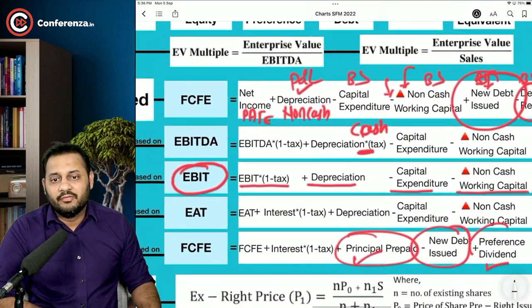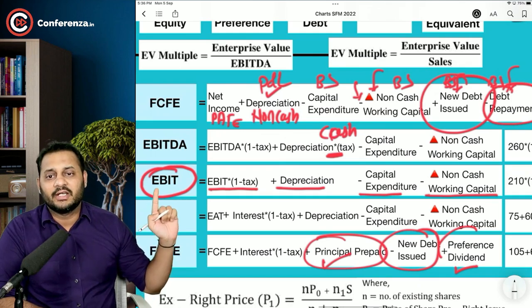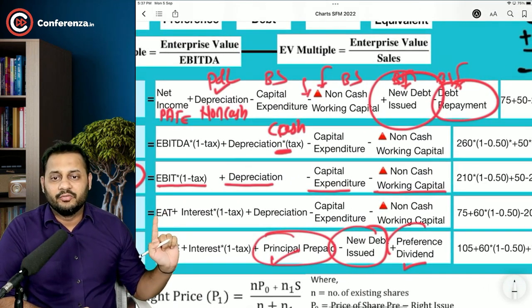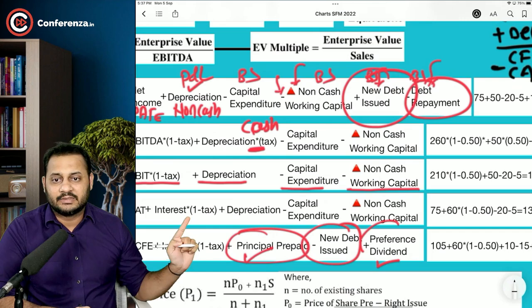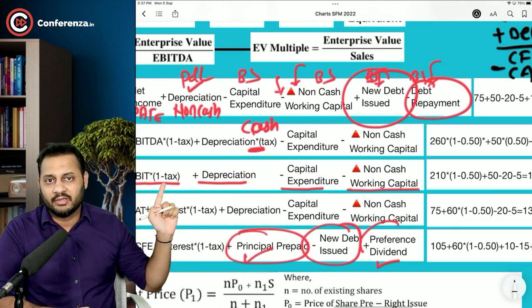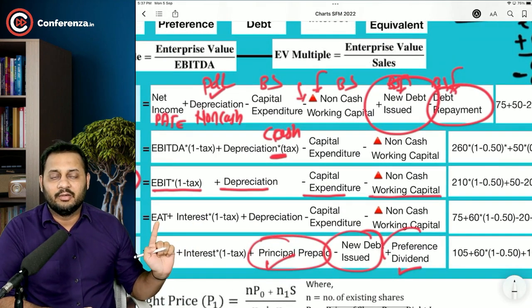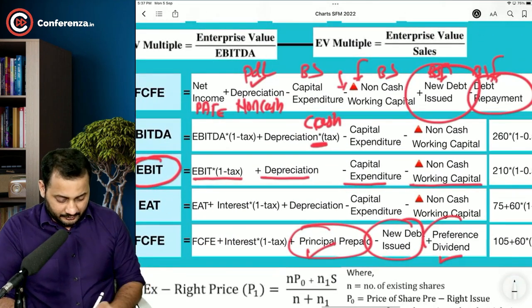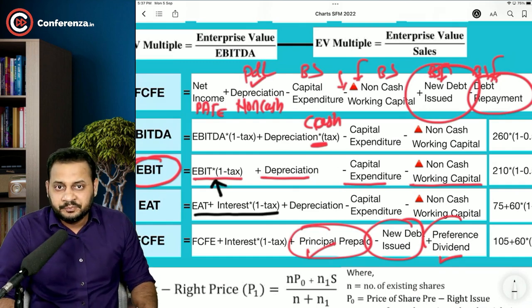Even if you start with earning after tax, you first have to reach from earning after tax to EBIT. So what are you going to do with that? Earning after tax, you have taken it. You can add back the interest in that, but that too after tax, because we need EBIT times (1 minus tax). So you can take the after-tax interest and add it back to EAT. This entire figure will give you EBIT times (1 minus tax).